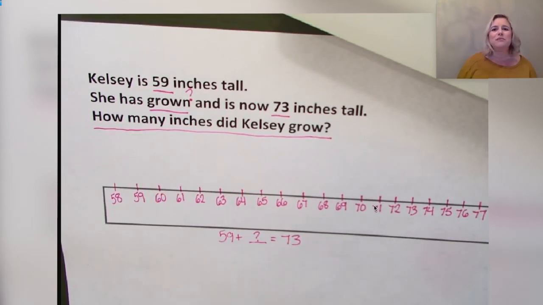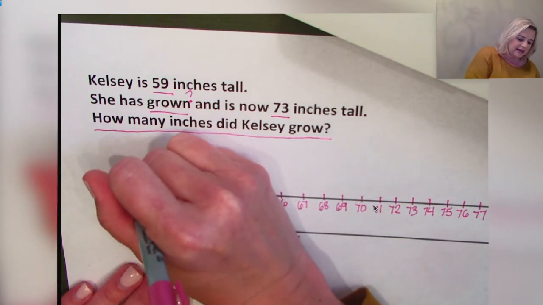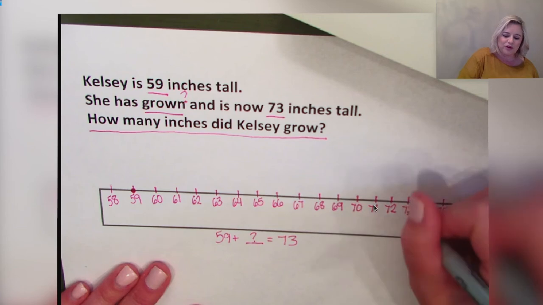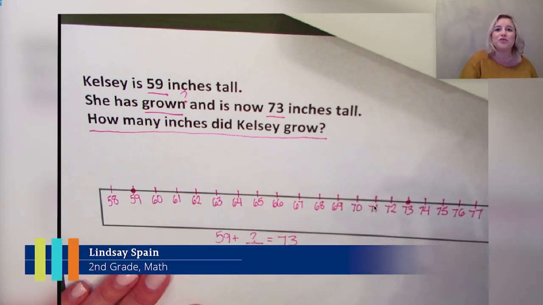Now, use your model to determine Kelsey's growth. Use arrows to show your moves. And then you're going to determine your total moves. Remember, where are we going to start? We're trying to figure out how much Kelsey has grown. Wow, you're working so hard. You just told me that we need to start at 59. And where are we going? Excellent. We're going to 73.